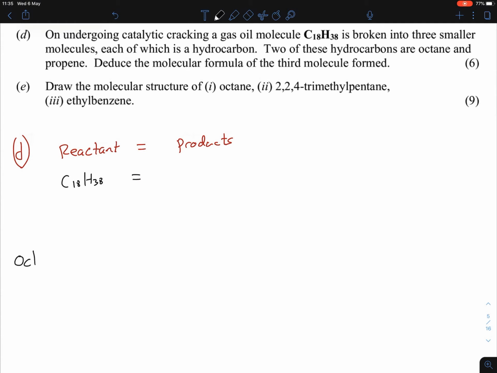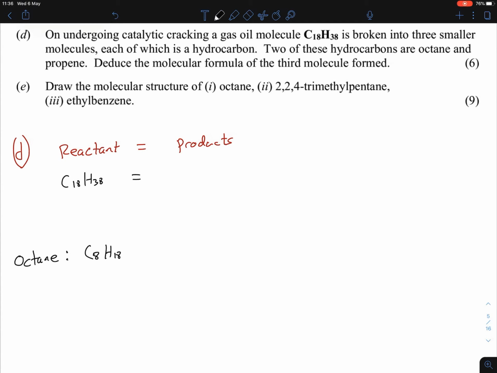I'm just going to do a little side note over here. Octane, and again, that means oct, meaning there's 8 of them, so C8H. And again, for any of the alkanes, you multiply the number of carbons by 2, and then you add on 2. So 8 times 2 is 16, plus 2 is 18. Okay.